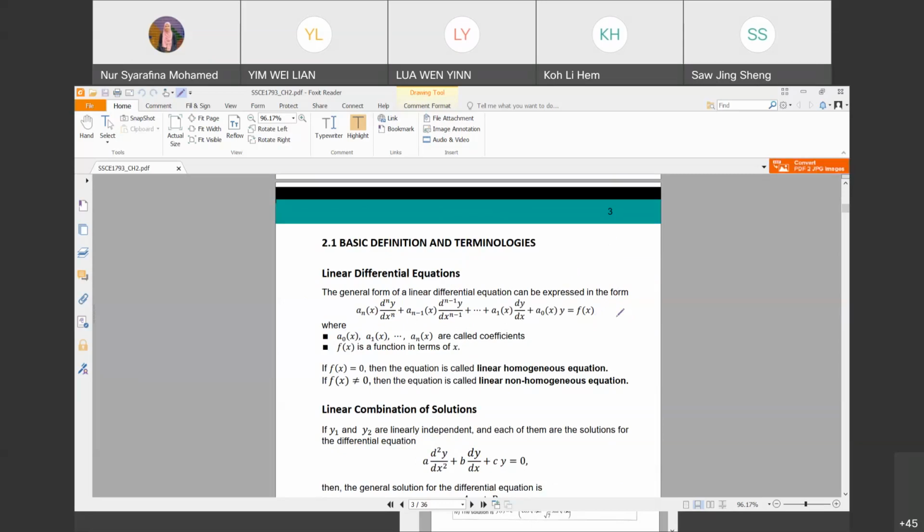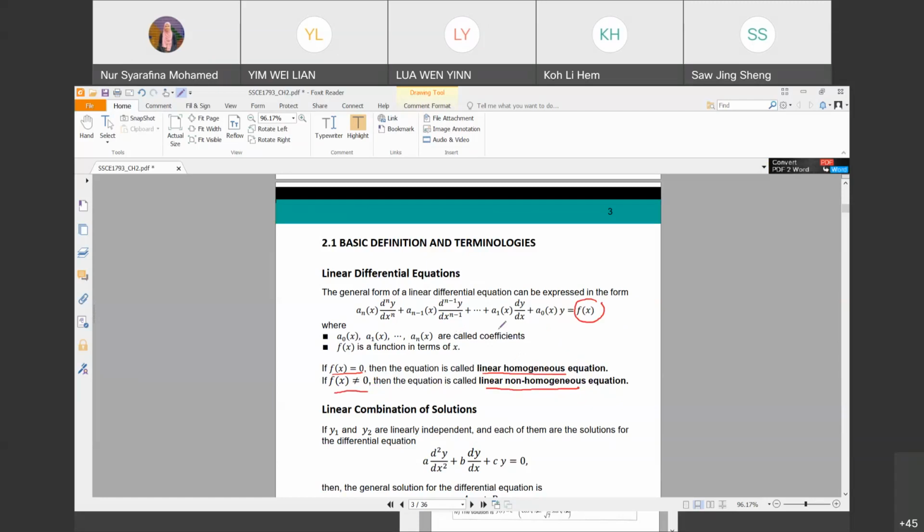Okay, so f(x) here, when f(x) equals 0, then we say that it is a linear homogeneous equation. When f(x) does not equal 0, then we say that it is a non-homogeneous equation. Okay, so we are going to focus on linear second order differential equations.